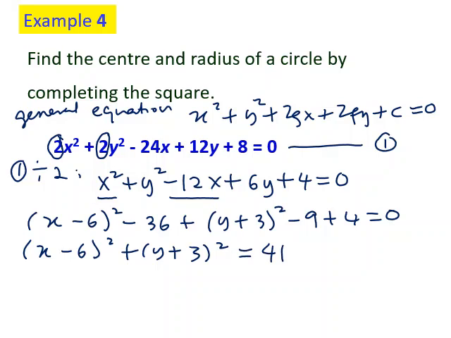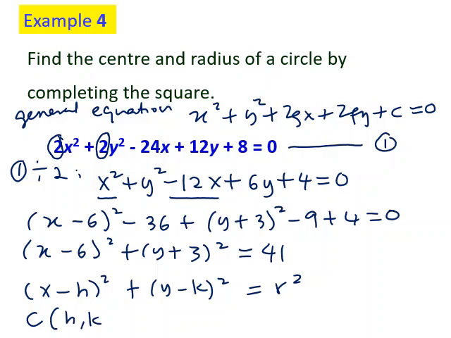So, find the center and radius of the circle. Now let's compare with the standard equation, (x - h)^2 + (y - k)^2 = r^2. The center in this case is (h, k), which equals (6, -3), and your r equals the square root of 41.